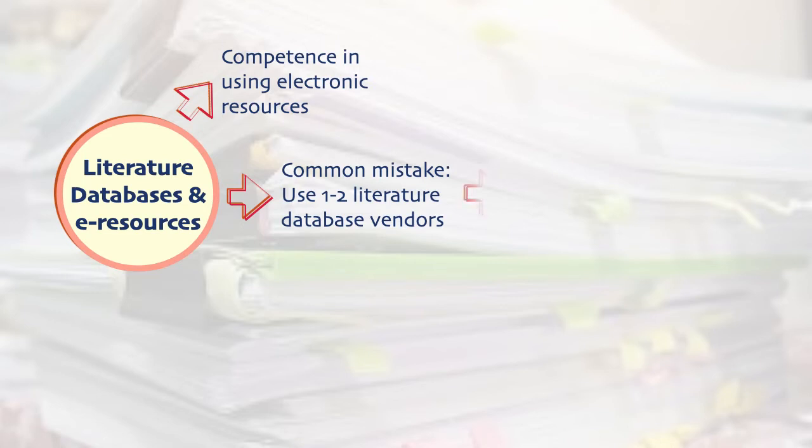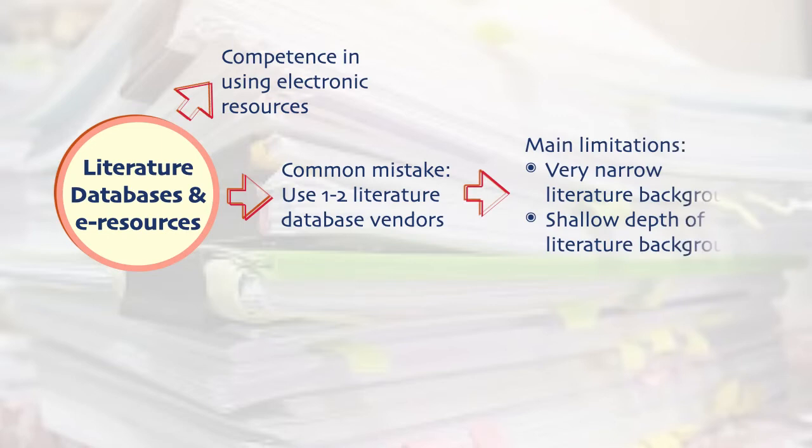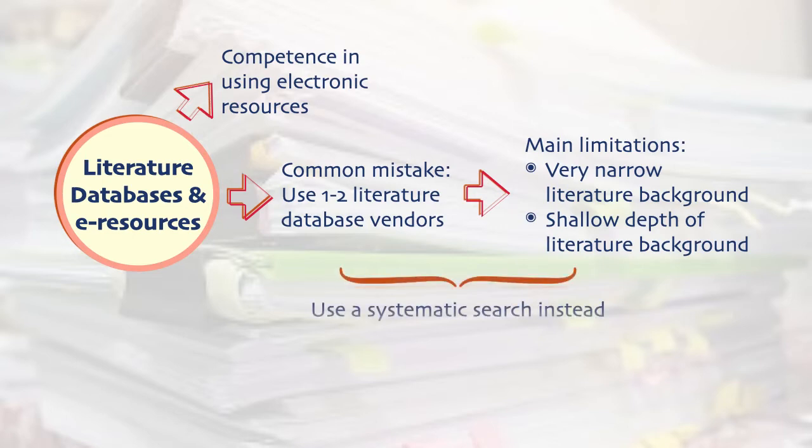This method leads to two main limitations. First is very narrow literature background, and second, shallow depth of literature background. The narrowness of the literature background is in terms of the number of journals or other resources used. This method of researching can cause a novice researcher to obtain only partial knowledge about a phenomenon. Instead, a systematic search should ensure an accumulation of a relatively complete census of relevant literature.